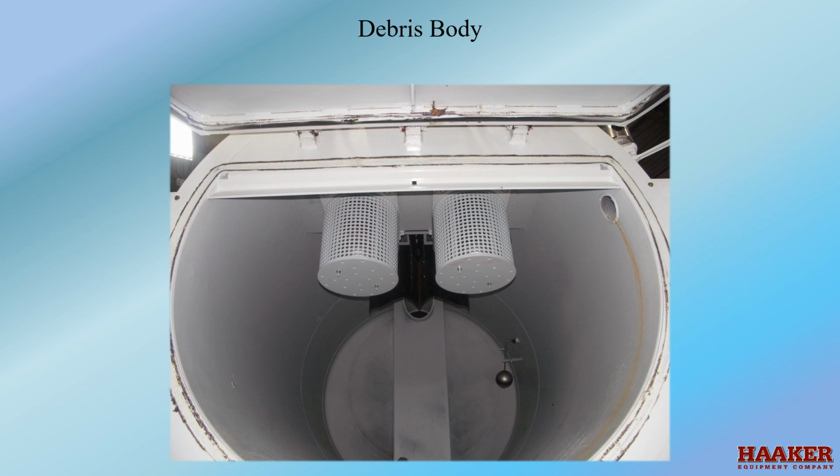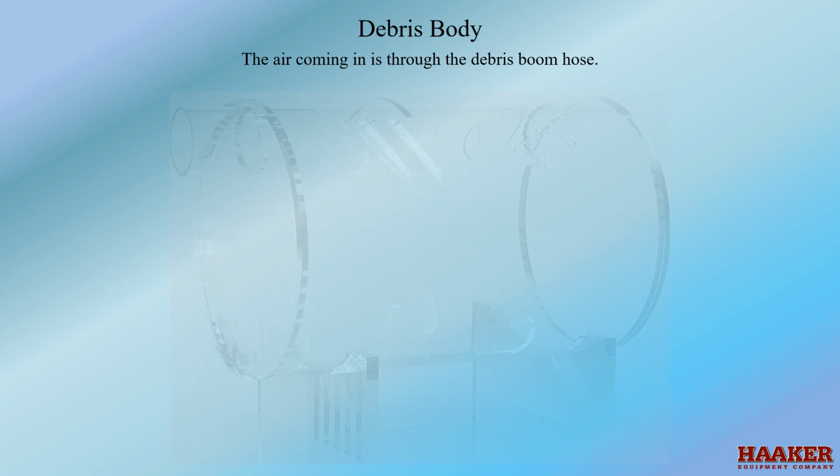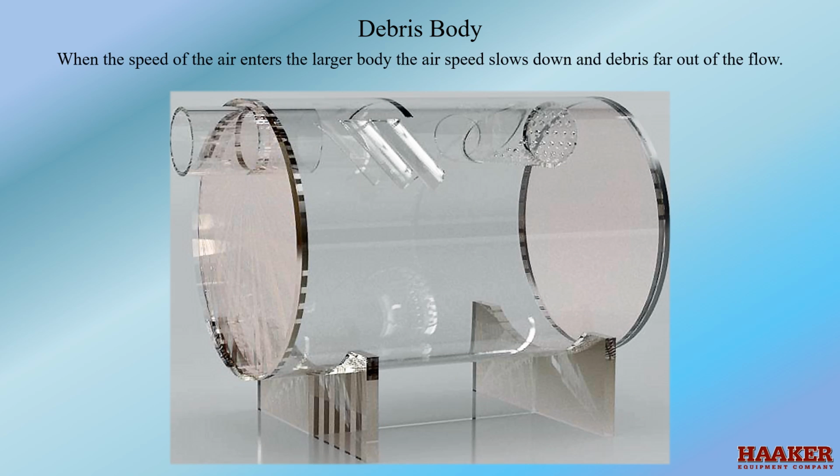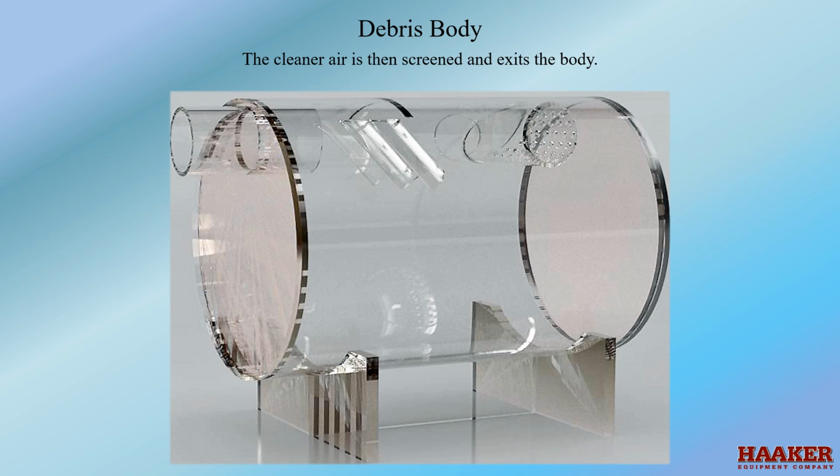Debris body. The first stage of filtration is the debris body. As air is pulled out of the body, the debris and air come in through the debris boom hose. When the air enters the large body, the airspeed slows down and the debris falls out of the airflow. The cleaner air is then screened and exits the body.